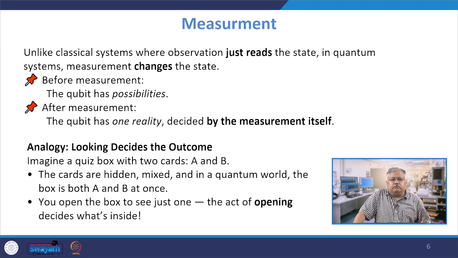The cards are hidden, mixed, and in a quantum world the box is both A and B at once, right. In the classical world, if you put your hand inside the box and open it, if it is A, A will come out; if it is B, the B card will come out. But in the quantum world, the very act of opening the box will decide the state of A and B, and that is the problem area as far as measurement is concerned.